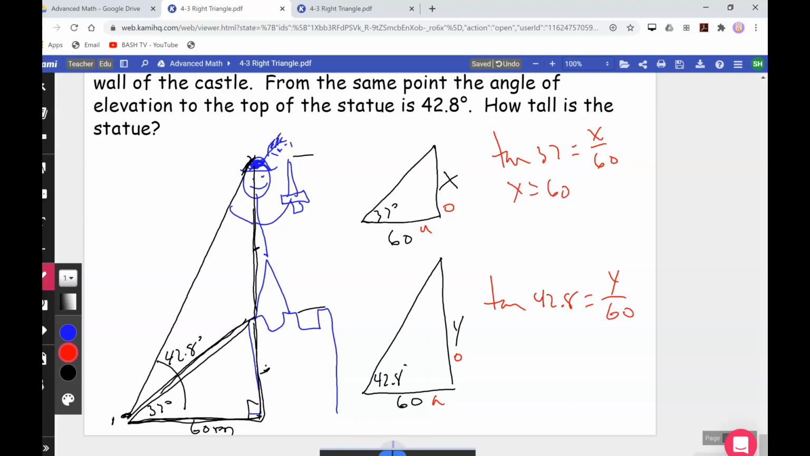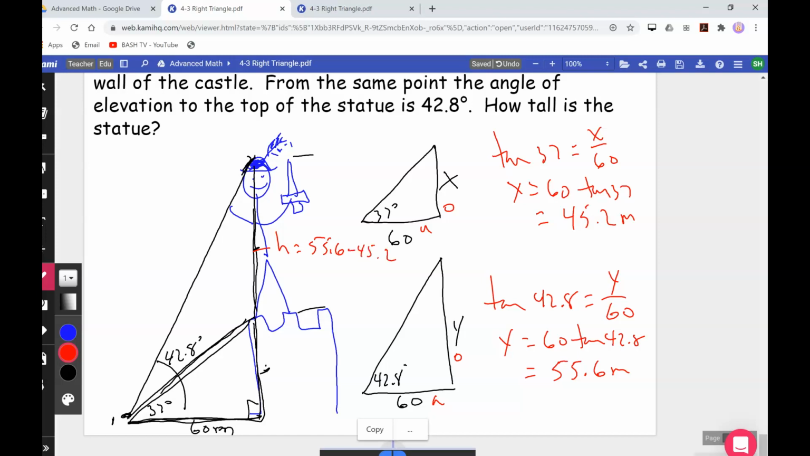So here I'm going to go 60 times tan of 37 and get 45.2 meters. Here I go 60 times tan of 42.8 and I get 55.6 meters. So then that means my height is going to be 55.6 minus 45.2, and that gets me 10.4 meters.